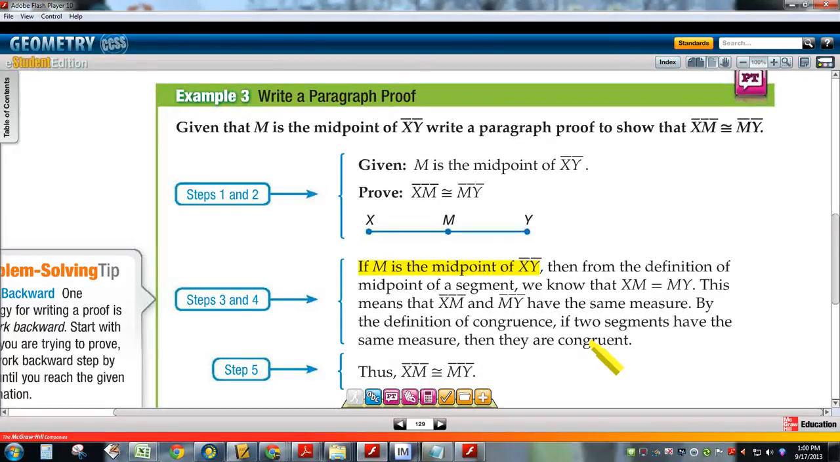By the definition of congruency. And you'll see that I abbreviate a lot in my proofs. By the definition of congruency. Congruency says that the measures are the same, right? Yeah.